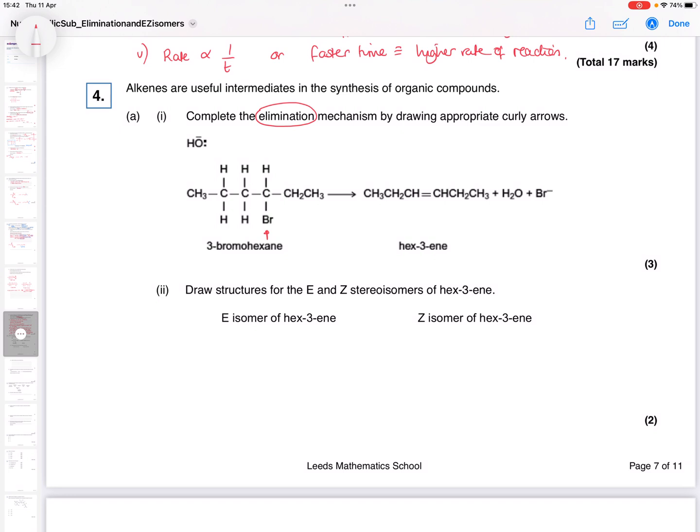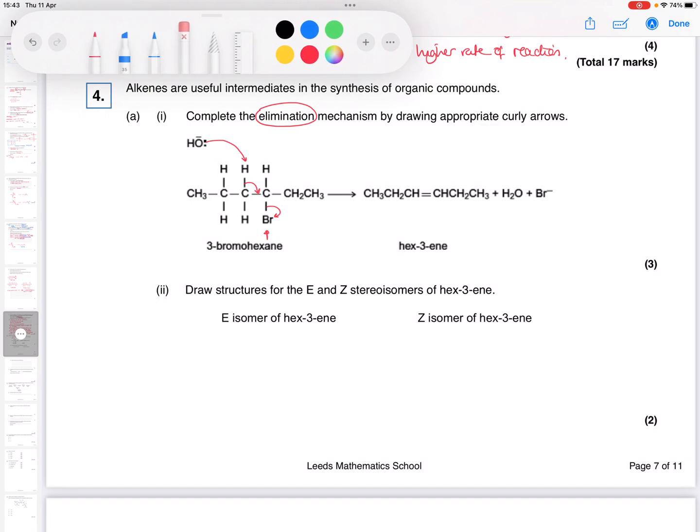So it's important that we don't go to the hydrogen that's on the same carbon, which is where some of the common error might be made. We're going to go to this one here, and then that can make the double bond, and then that bromide ion can leave. So you get 3 marks, 1 for each arrow.